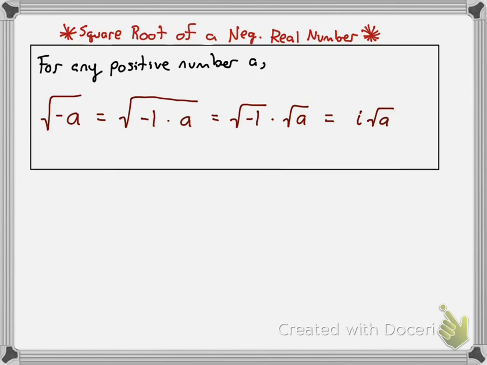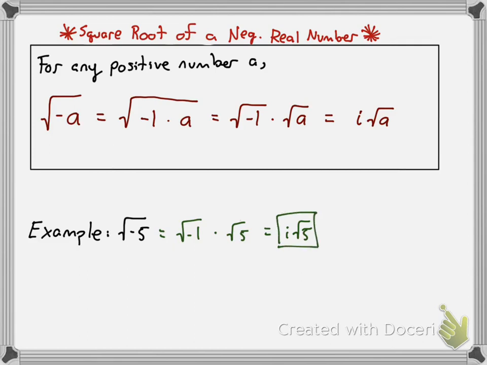So this might look complicated, but seeing it in an actual example, it's not as weird as it looks. Let's say I have the square root of -5. I'm going to split this off to say that this is the same thing as the square root of -1 times the square root of 5. I now know that the square root of -1 is just i, so I can rewrite this as i times the square root of 5, and I would be done.